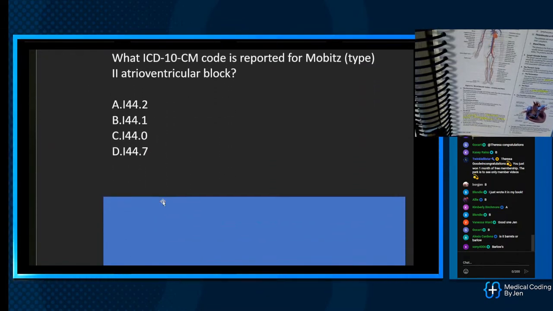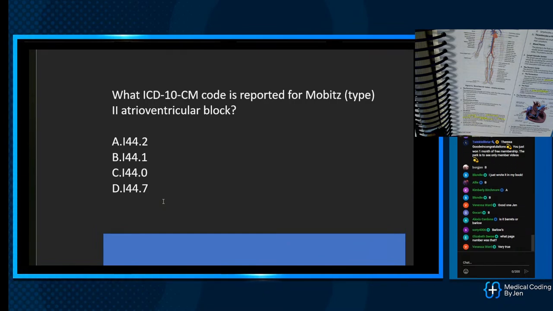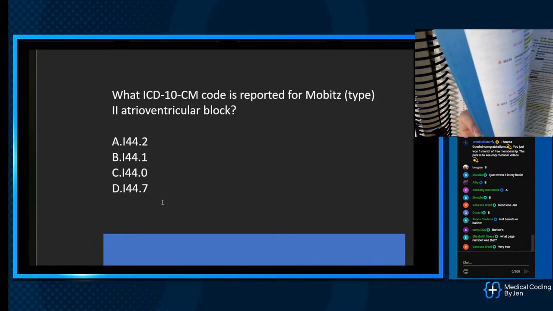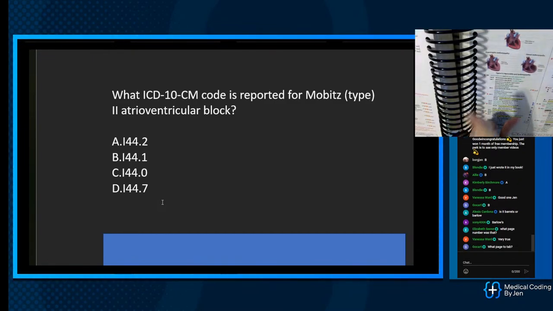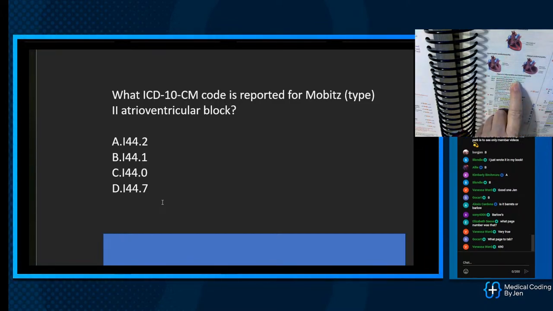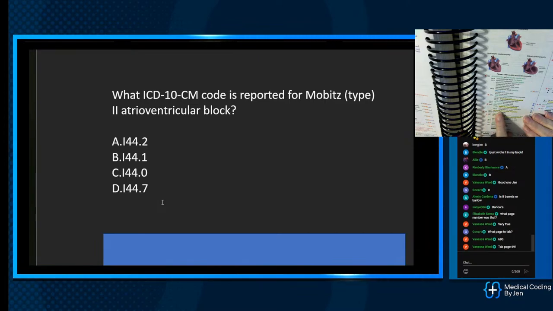Let's try this one. If we have this type of blockage, where are we going to be? We're all in the I-44s. I-44.0. We've got atrioventricular block first degree. This looks like it's labeled as 0. And then we got .1 says second degree. .2 says it's a complete blockage. And then .7 says it is the left bundle branch blockage. What do you guys think for this one?